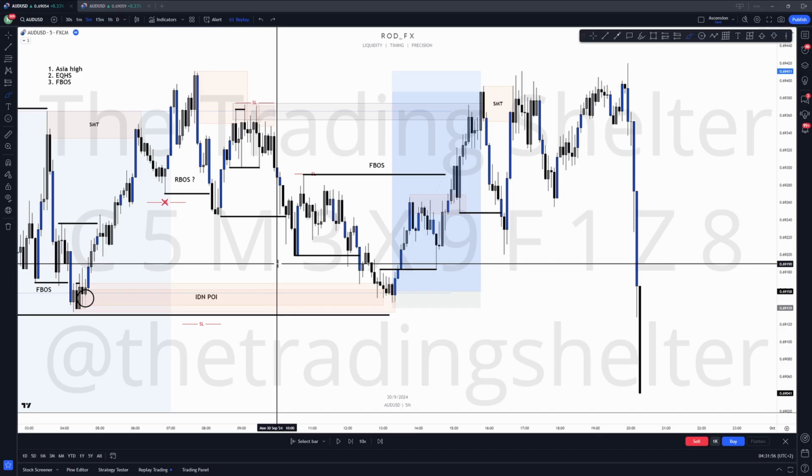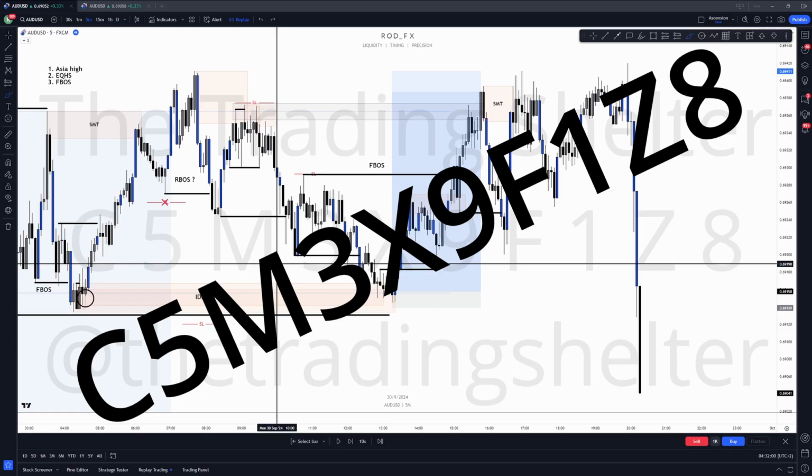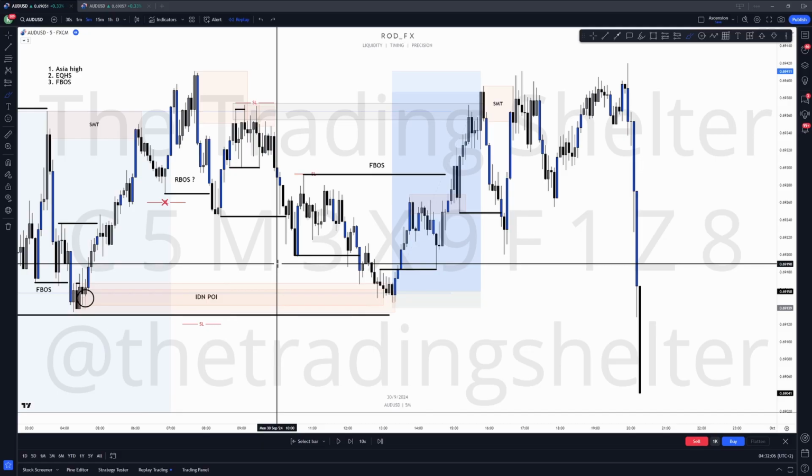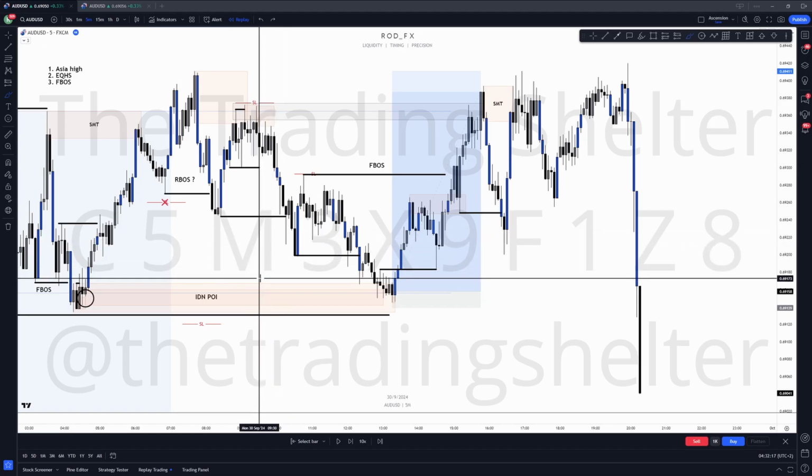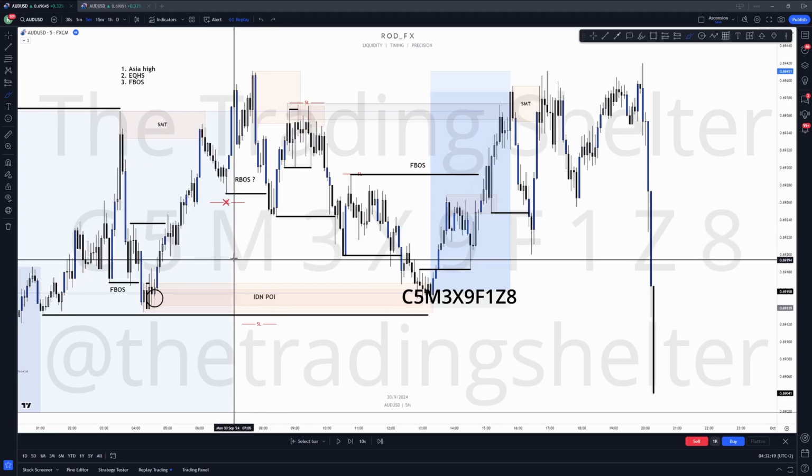Equal lows and equal highs are their own beast. The only thing that is different from other retail strategies is that the more they touch it, the more confirmed it becomes, so the better it is, right? The more touches of a trend line, of a support or resistance line, makes it better. But again, we'll talk about it in a future video.